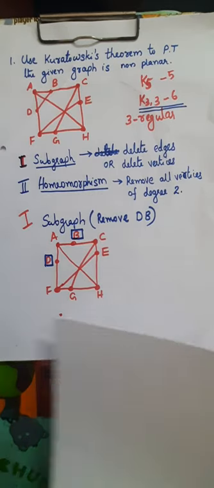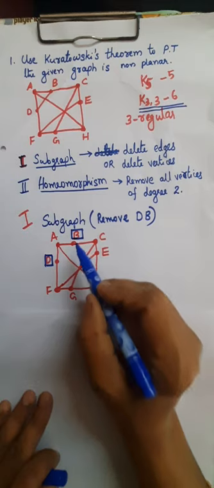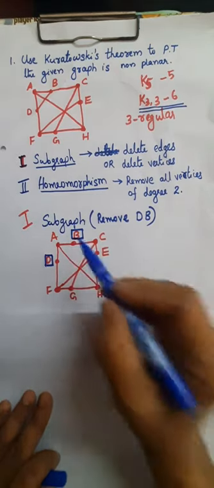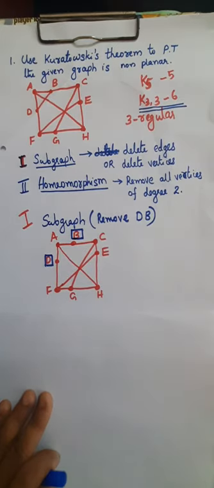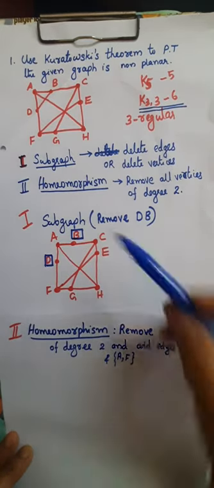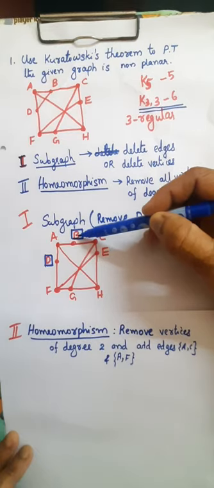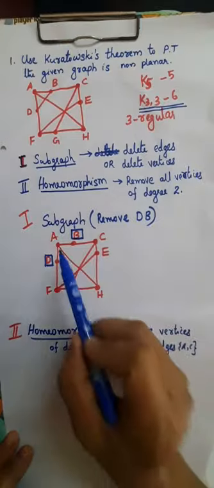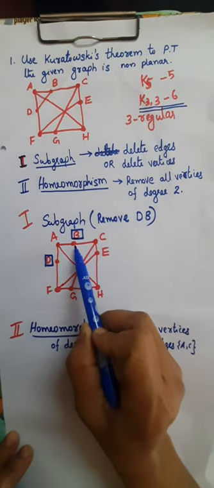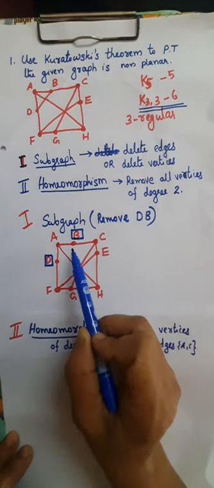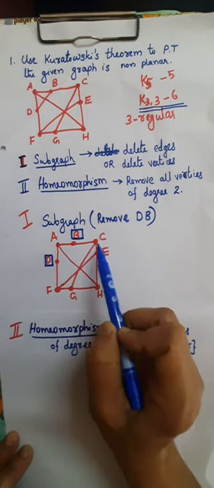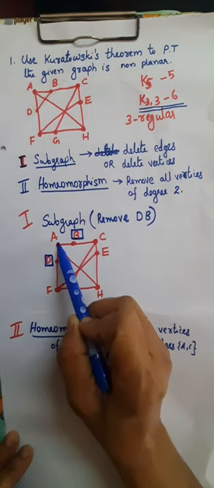Then, for that, in this graph, I am going to remove or erase vertices B and D. So if we remove vertices of degree 2, that means B and D, then actually the edges incident to B are also deleted. But in homeomorphism property, if we delete a vertex of degree 2, then we can add edge AC like this.